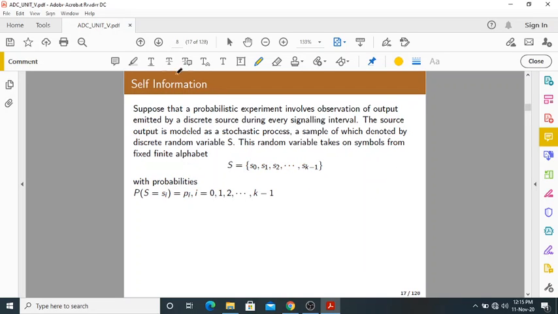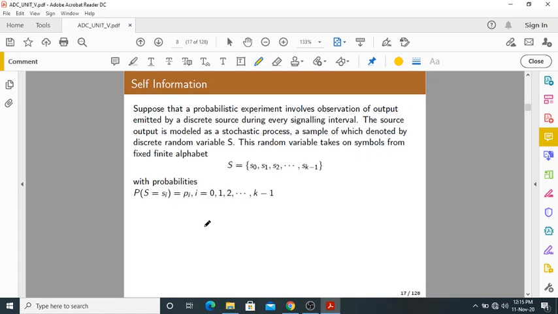So now let us see something called self-information. Let us study it from the mathematical perspective. Now I am taking a source, capital S. Source S is emitting the symbols S0, S1, S2, and so on, up to Sk minus 1, at regular intervals of time capital T. At every T seconds, this source S is emitting a symbol, namely S0, S1, S2, and so on, up to Sk minus 1, with the probabilities Pi.